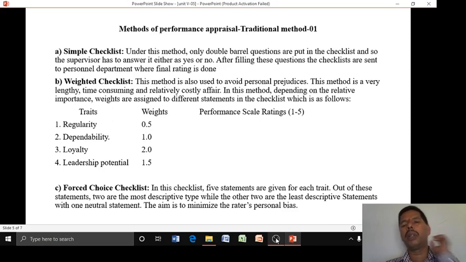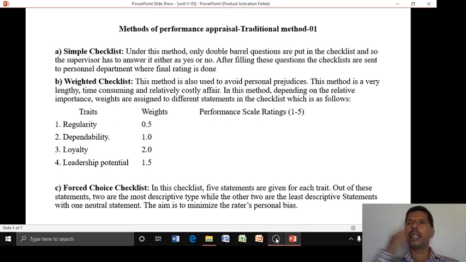Under this method, only double-barrel questions are put in the checklist, and so the supervisor has to answer it either yes or no. After filling in these questions, the checklists are sent to the personnel department where the final rating is done.